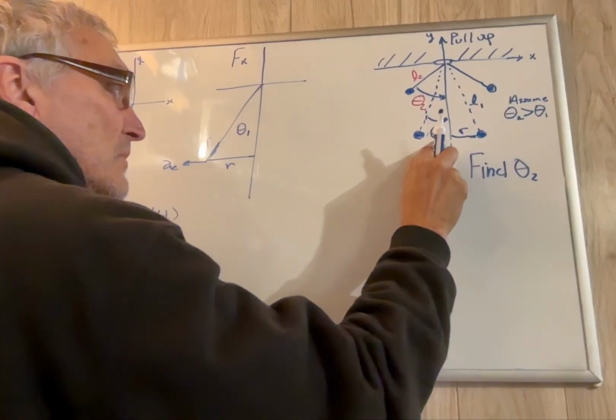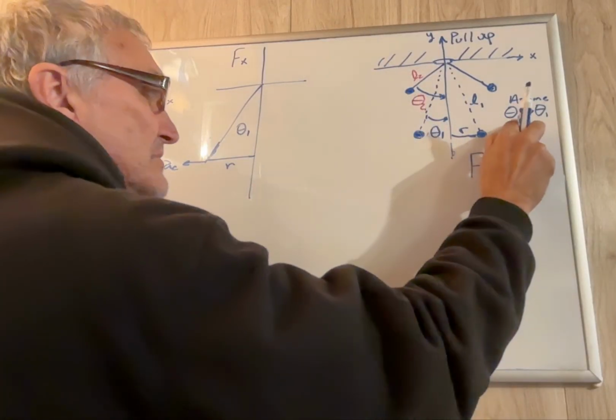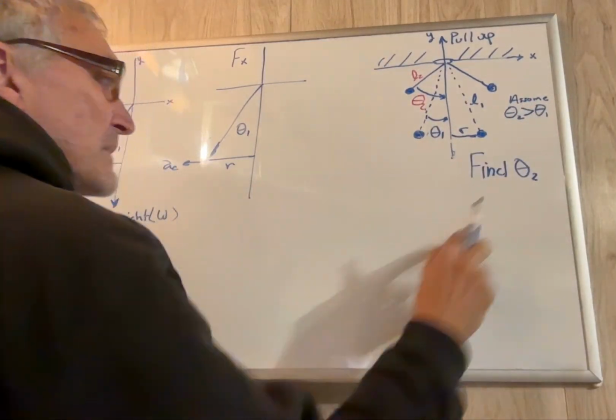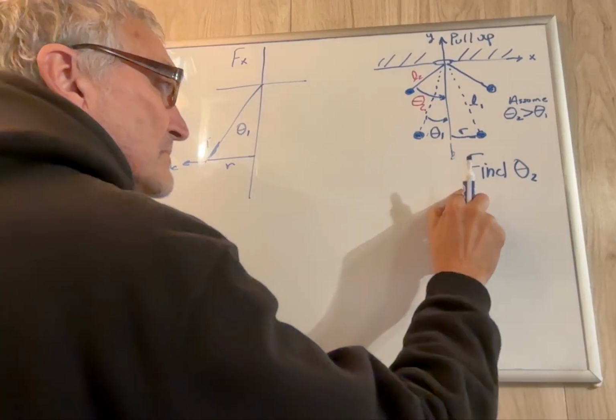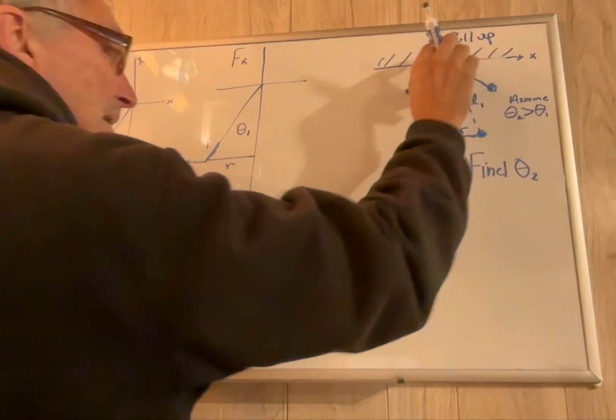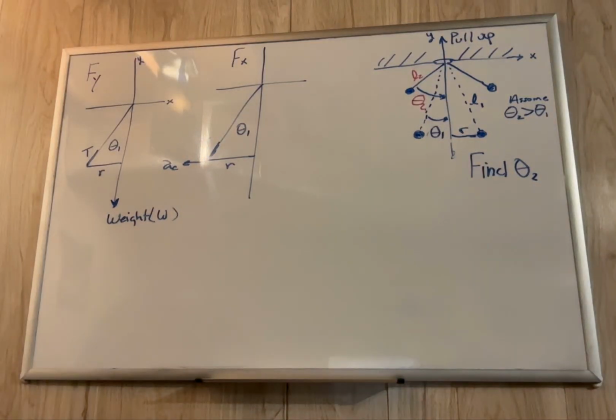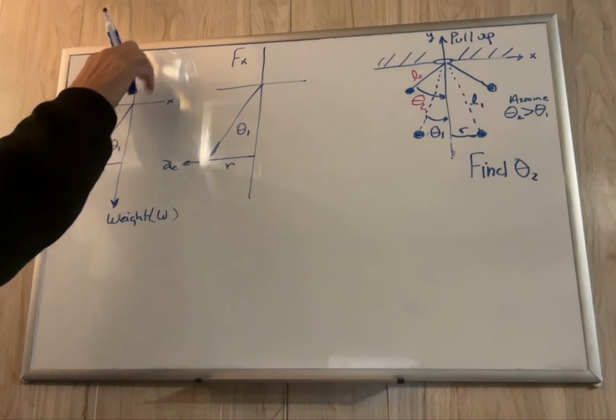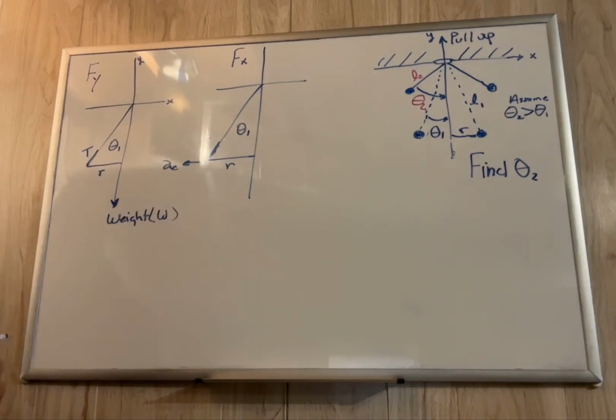We're going to have a theta 1 and a theta 2. So we're going to assume that theta 2 is greater than theta 1, and we're going to try to find theta 2 through our means of finding out what the forces are in the x and y direction. That's the easiest way to find this particular theta 2. So let's look at this. Let's see what happens with the forces in the y direction.